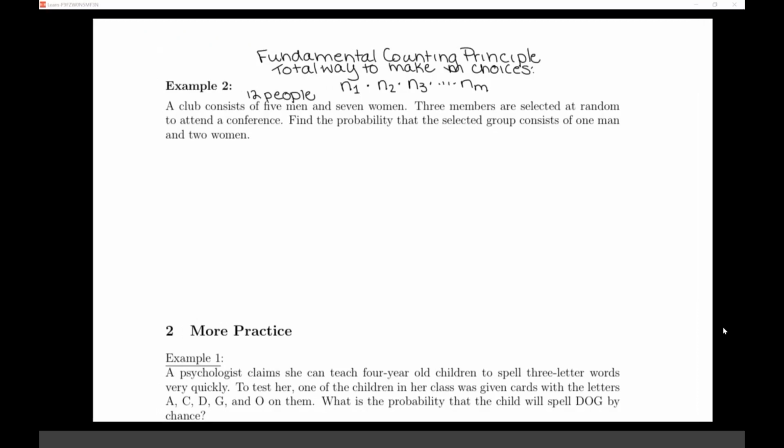Let's ask ourselves the same questions. Am I sampling with or without replacement? What do you think about this? Are we sampling with or without replacement?